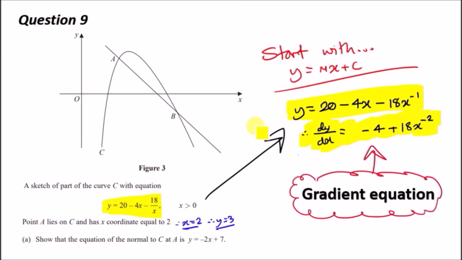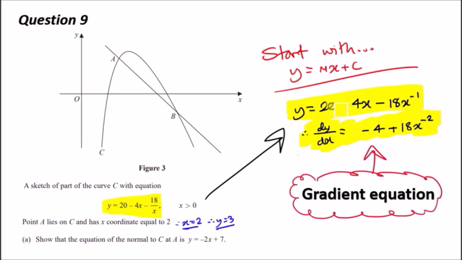To get the gradient in every single case, you need to firstly figure out the gradient equation. And to do so, we need to differentiate this curve equation. Before you differentiate, we need to make sure it's all written in the standard x to the power format. So 18 over x has to be rewritten as 18 times x to the negative 1, because we have to bring x back to the baseline. And differentiating this is easy. So let's have a look.